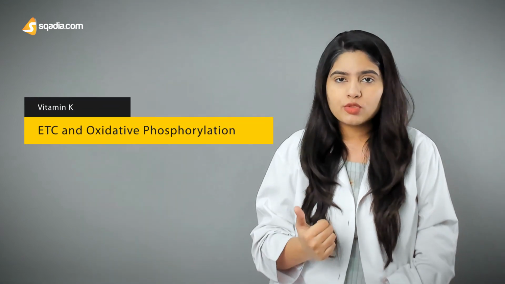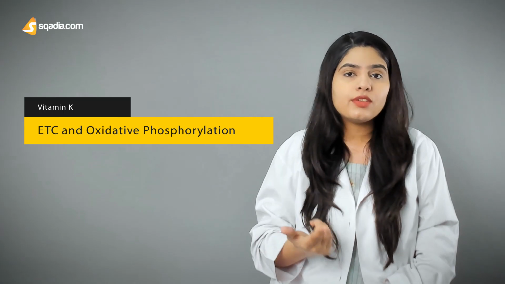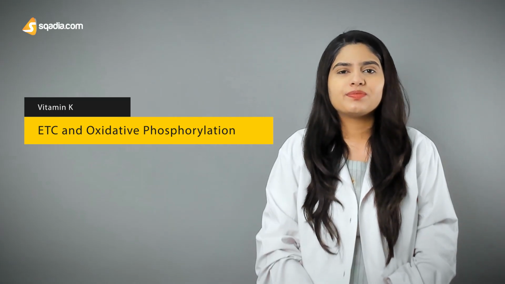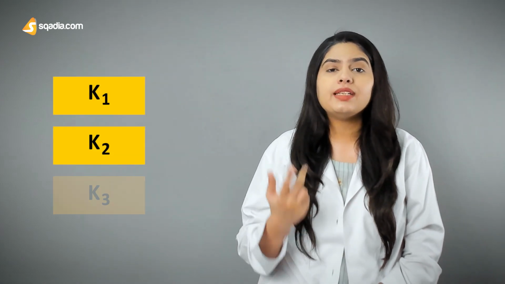This does not end here. There is another function of vitamin K. It is required for the electron transport chain and oxidative phosphorylation. Quite interesting. Going into the details of vitamin K, it has many types or derivatives, out of which 3 are quite common and major sources of vitamin K for the human body: K1, K2 and K3.